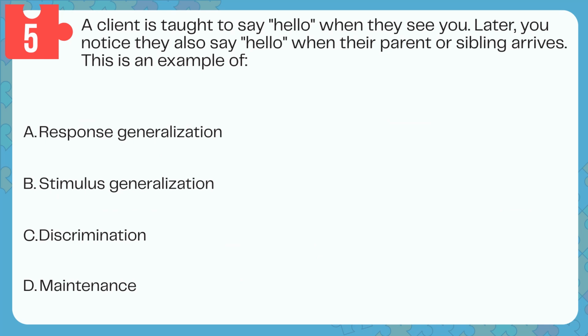Question 5. A client is taught to say hello when they see you. Later, you notice they also say hello when their parent or sibling arrives. This is an example of: A. Response generalization, B. Stimulus generalization, C. Discrimination, D. Maintenance.